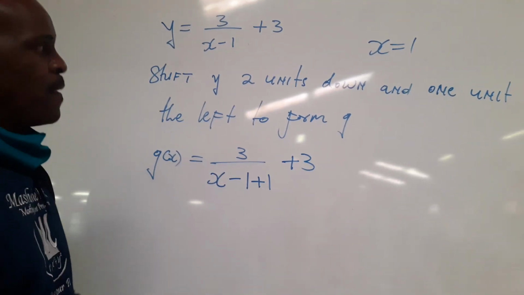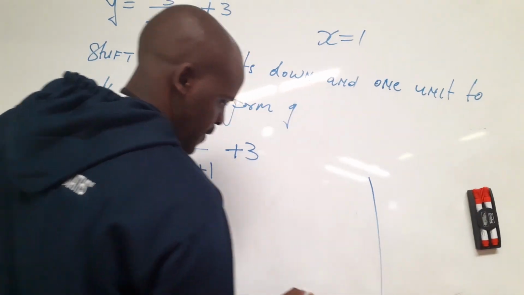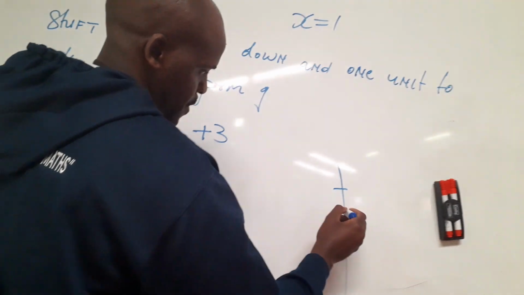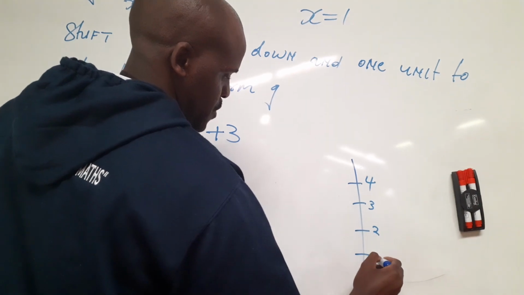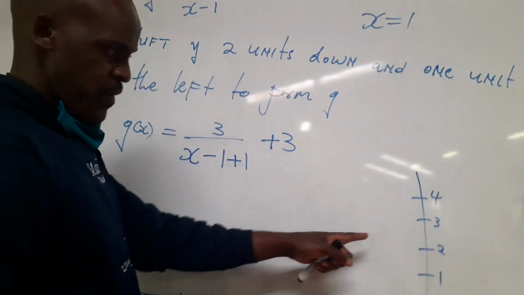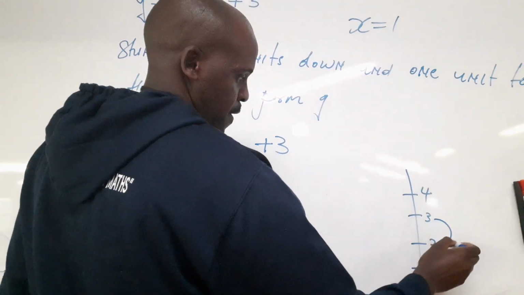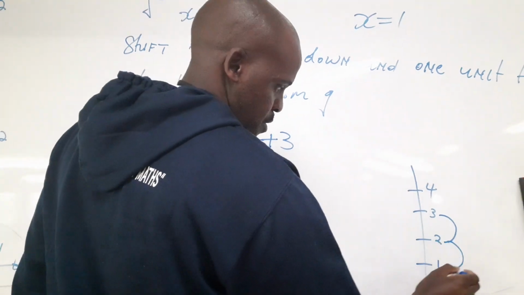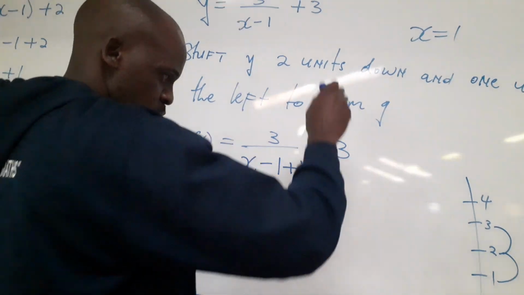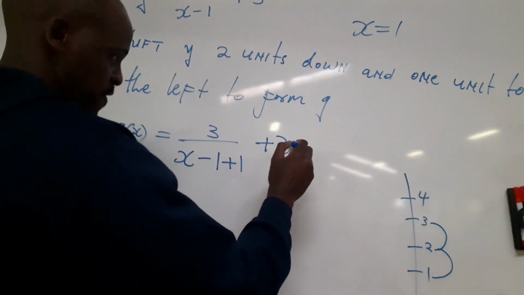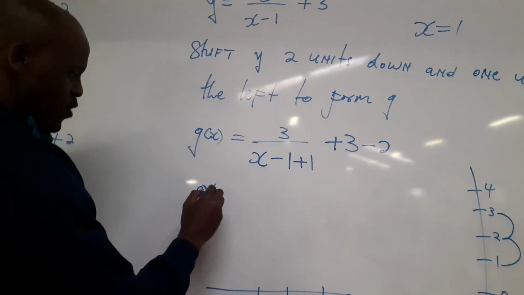Plus 3, 2 units down. 2 units down from positive 3. Three, 2, 1, 0. We are moving from positive 3, 2 units down. It's 1, 2, which means we need to have 2. Let's shift 2 units down. We are going down from positive 3. That's minus 2.